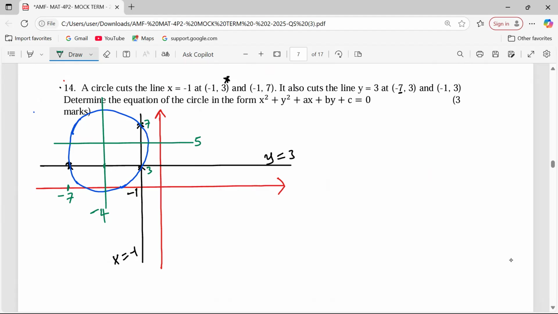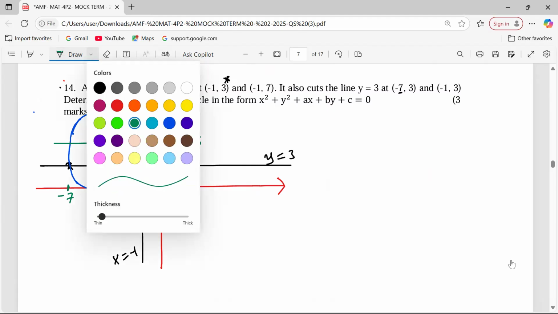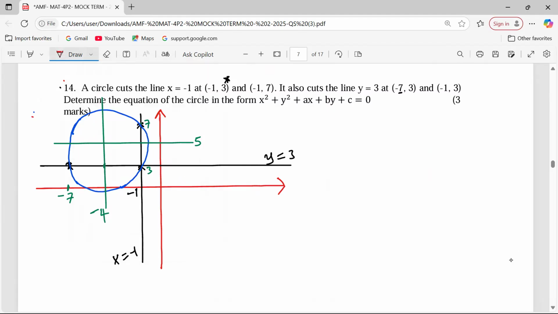So with this simple analysis, without having to draw on a graph, we are supposed to discover that the center of this particular circle, the center O, shall be -4, 5. Center of the circle, -4, 5. We have the center of the circle already.